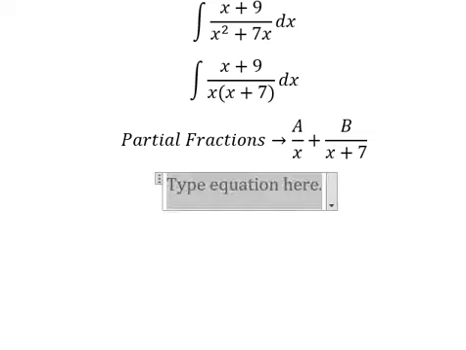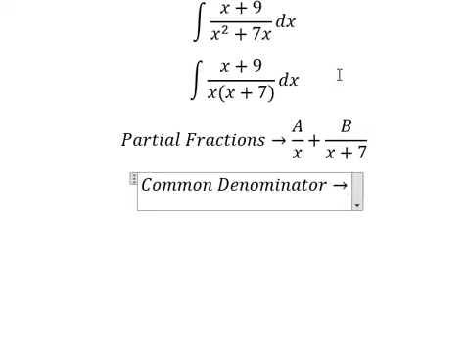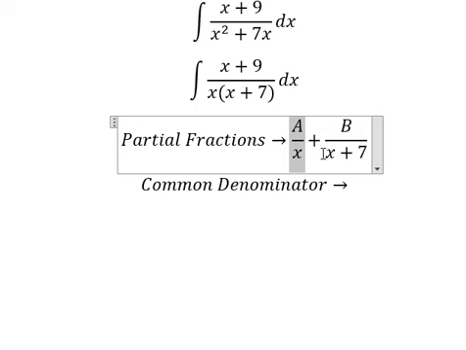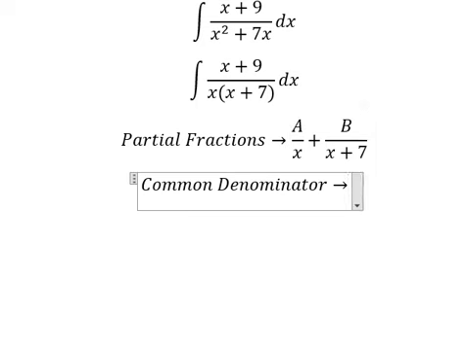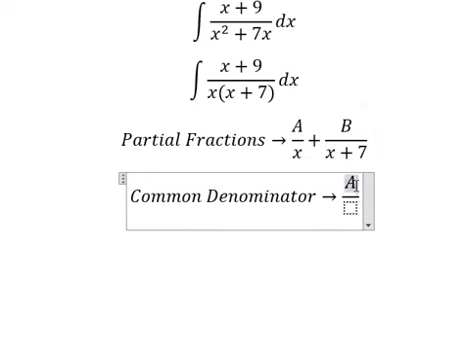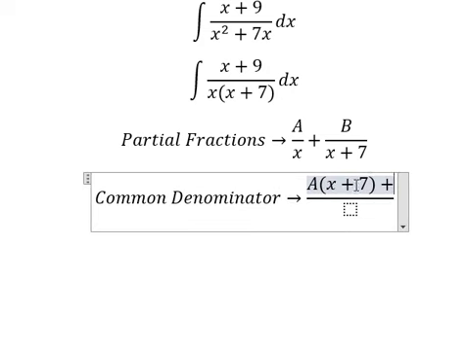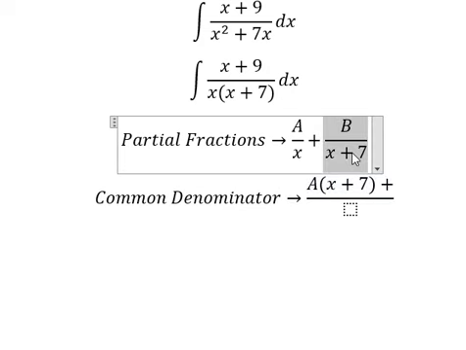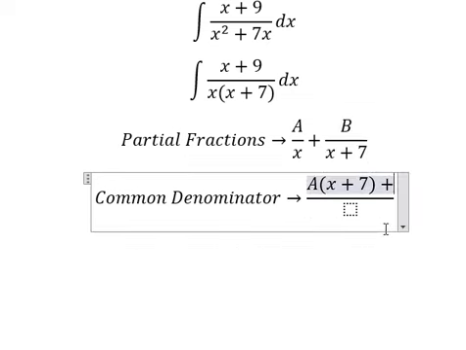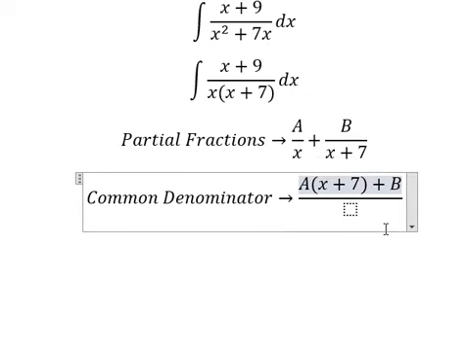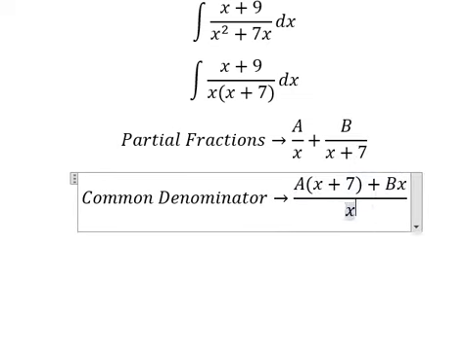Next, we do common denominator. So this one is missing x plus 7, so capital A multiplied by x plus 7. This one is missing x, so capital B multiplied by x.